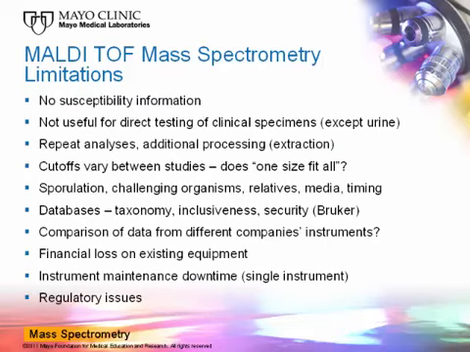There are limitations to matrix-assisted laser desorption ionization time-of-flight mass spectrometry. No susceptibility information is provided, and the technology is not generally useful for testing clinical specimens directly. Some organisms require repeat analyses and additional processing. The acceptable score cutoffs vary between studies. Some closely related organisms are not differentiated, and sporulation, not covered in today's presentation, may challenge identification. The available databases could use improvement.